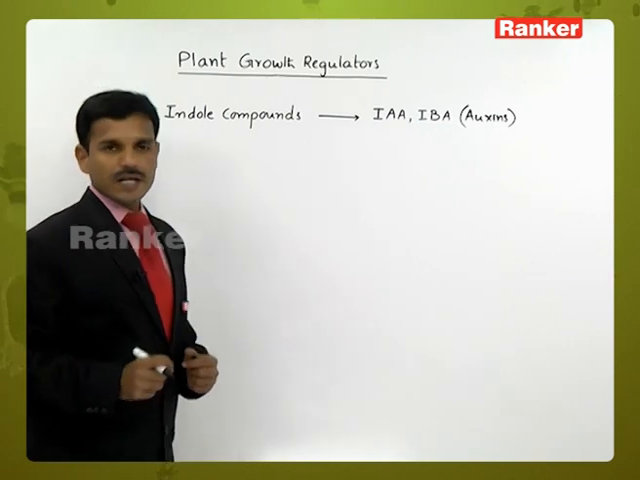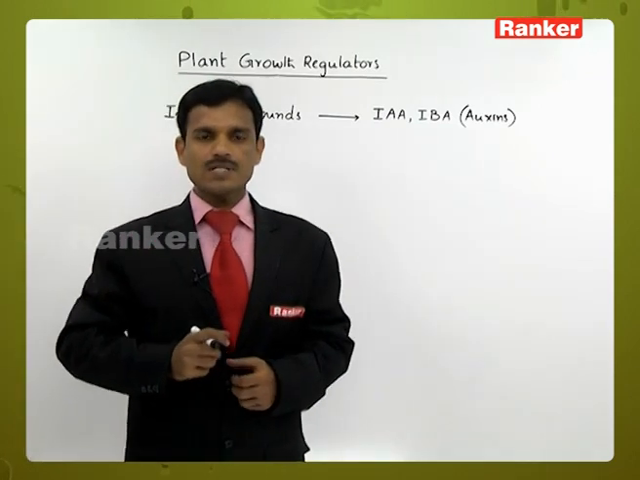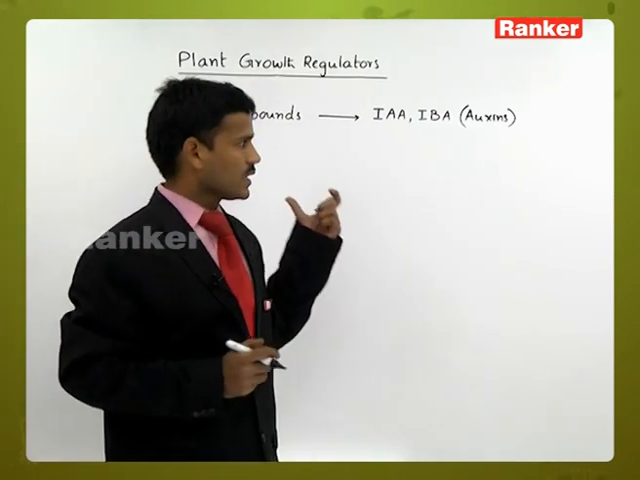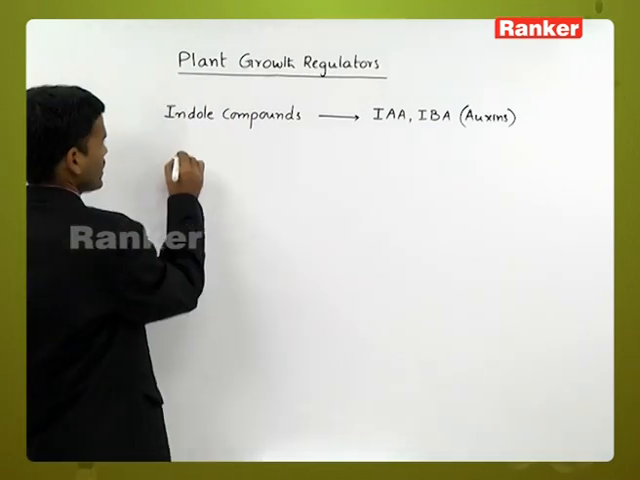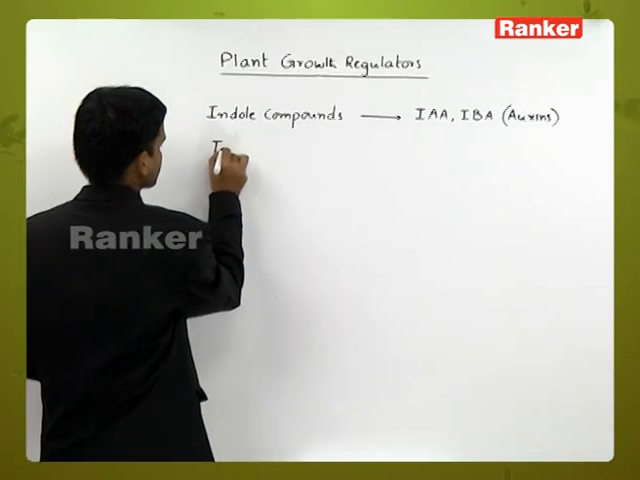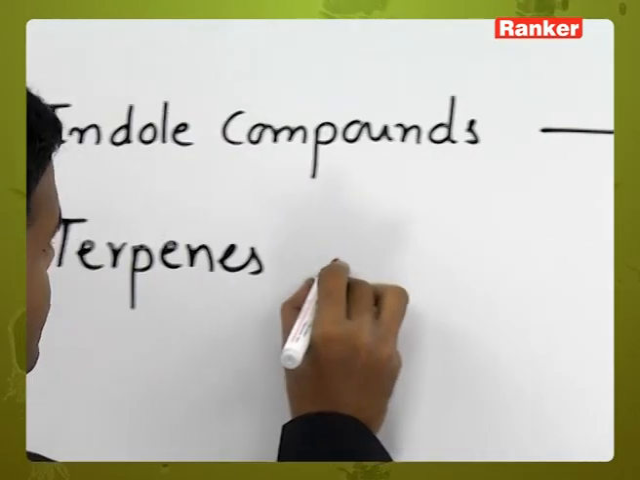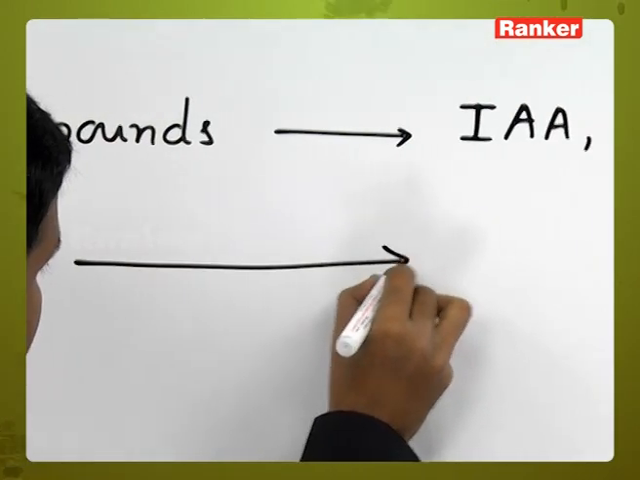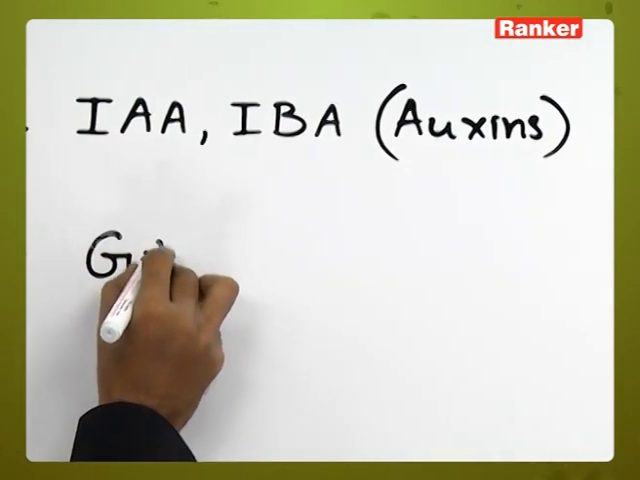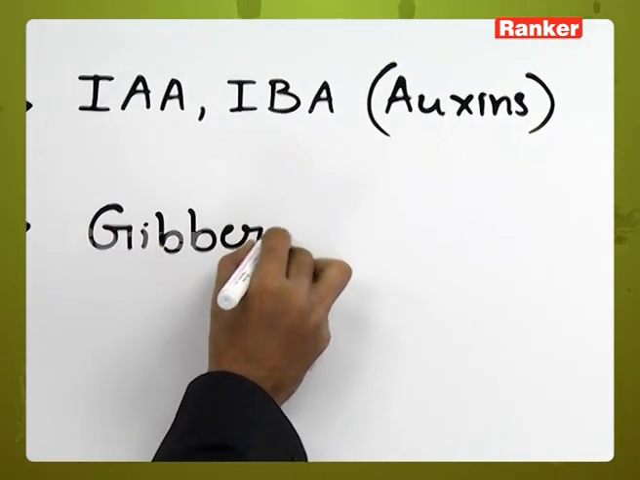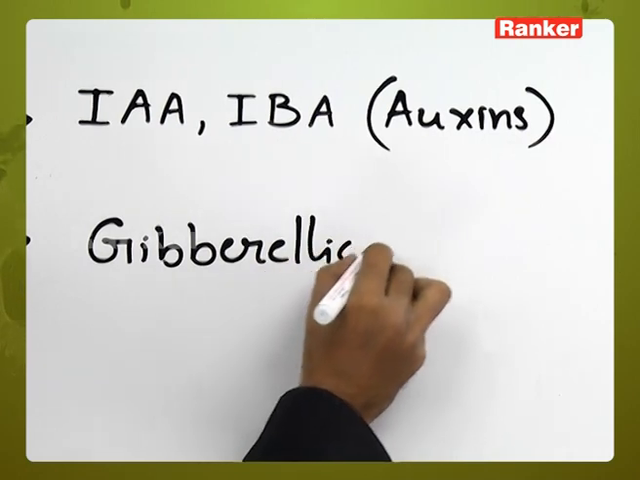And some terpenes are also acting as plant growth regulators. Terpenoids are terpenes. Gibberellic acid.